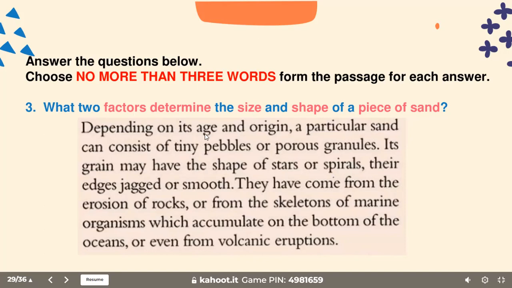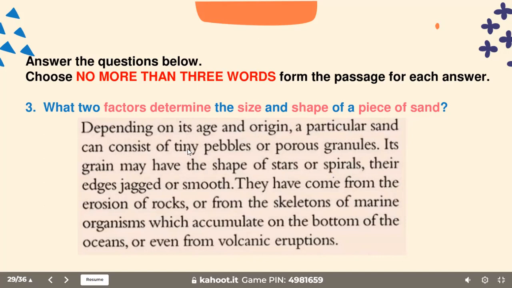He said age and origin. Now these are two. How did I know? They are linked by the coordinated conjunction: age and origin. And determine the size. So we will be looking for the size here, and shape.